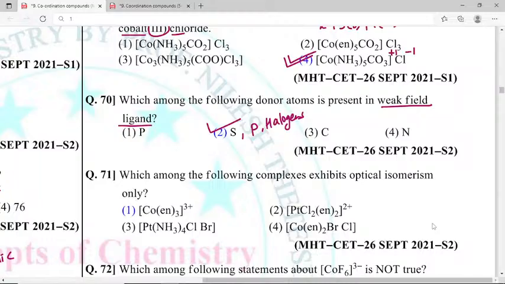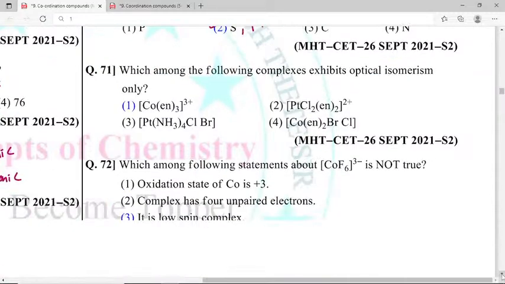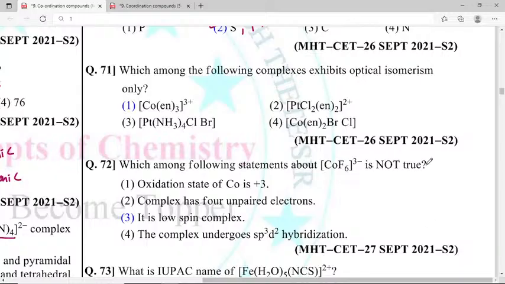Carbon, nitrogen, phosphorus are present in strong field ligand as the donor atoms. Which among the following complexes exhibit optical isomerism? Optical isomerism is shown by the [Co(en)3]3+ complex, because it has a chiral center.